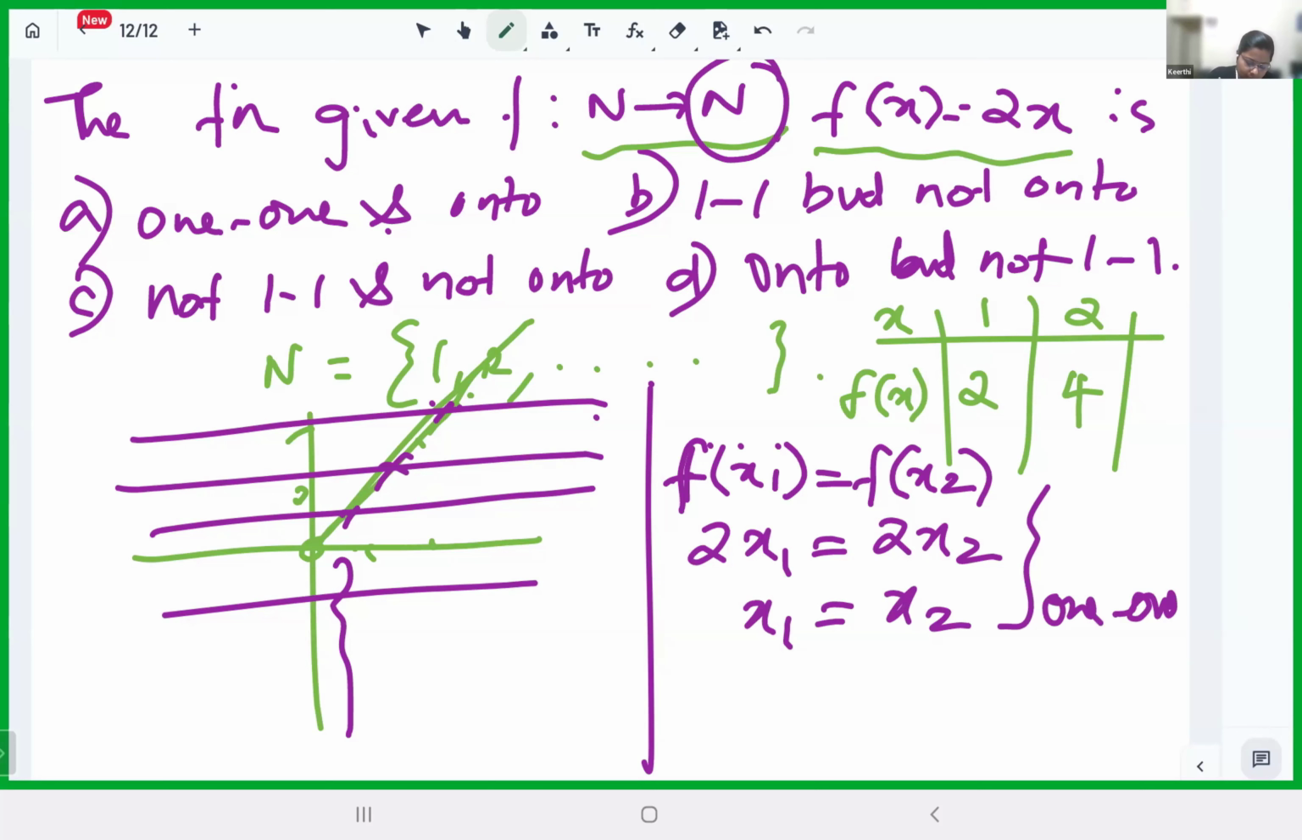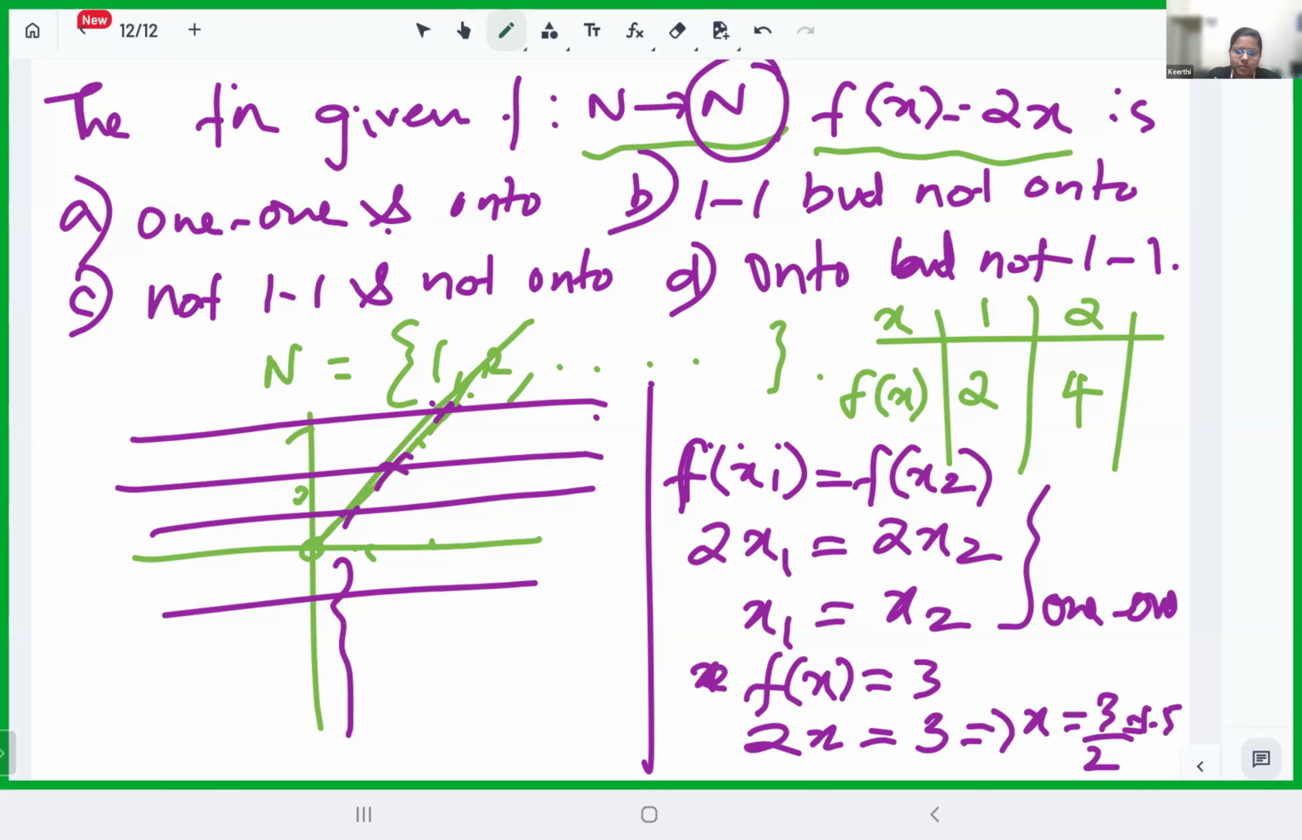So if you take f of x equal to 3, then what will happen? f of x is nothing but 2x. 2x equal to 3, which implies x is equal to 3 by 2. 3 by 2 is nothing but 1.5. It is half of 3, right? Does 1.5 belong to N? 1.5 doesn't belong to the set of natural numbers, right?